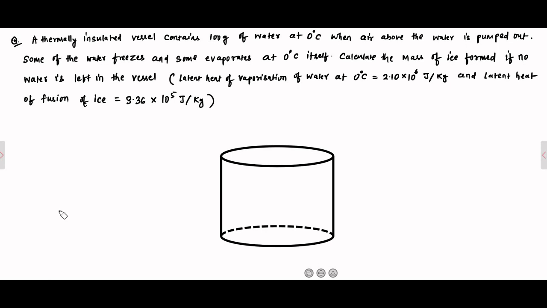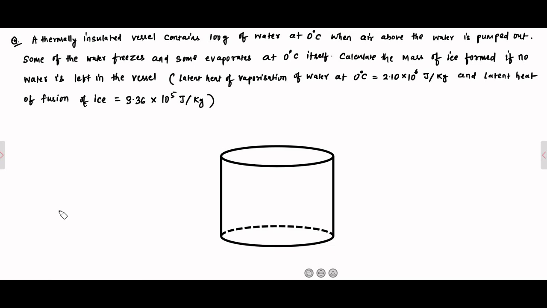Hello friends, so here is another question on specific heat, latent heat and the concept of heat loss and heat gain. It is given that a thermally insulated vessel contains 100 grams of water at 0 degrees Celsius. Then the air above the water is pumped out. As a result, some of the water freezes and some evaporates at 0 degrees Celsius itself. Calculate the mass of ice formed in the vessel if no water is left.